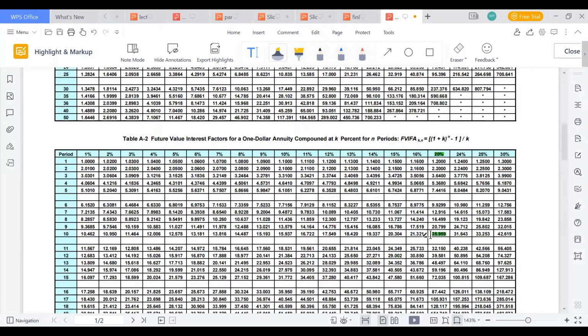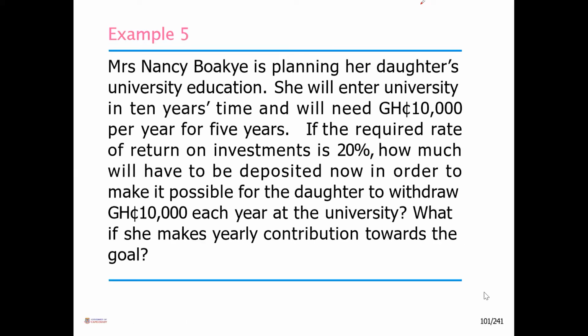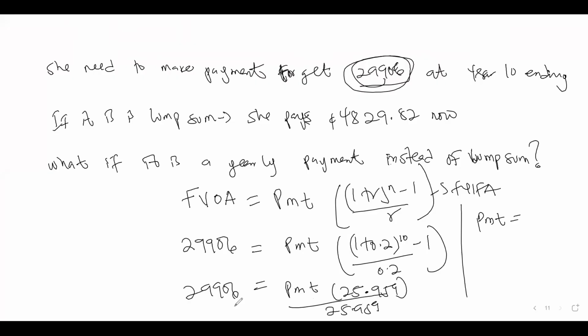That's 25.959. So if you make the payment the subject, it means that we are dividing both sides by 25.959.